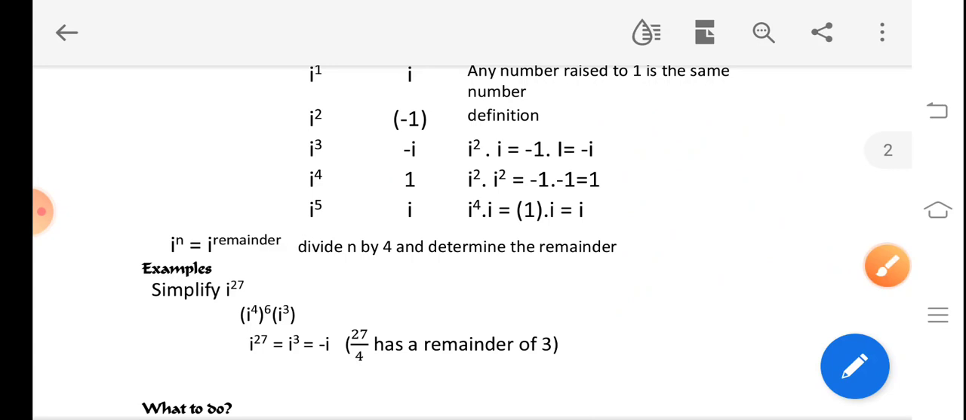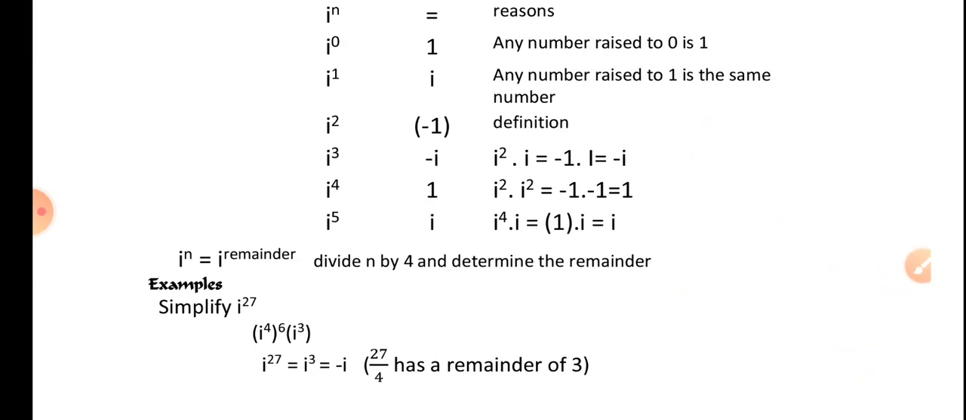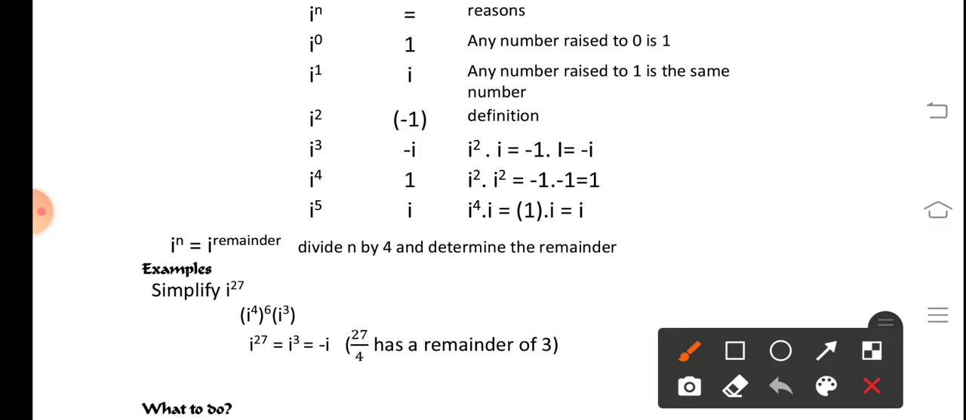So get familiar with the different remainders. If the remainder is 1, the result is i. If the remainder is 2, the result is negative 1. If the remainder is 3, the result is negative i. And if there is no remainder, the result is 1.